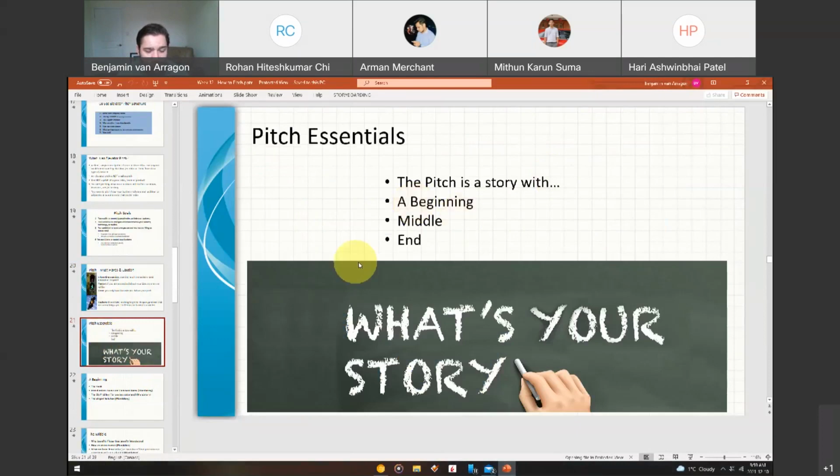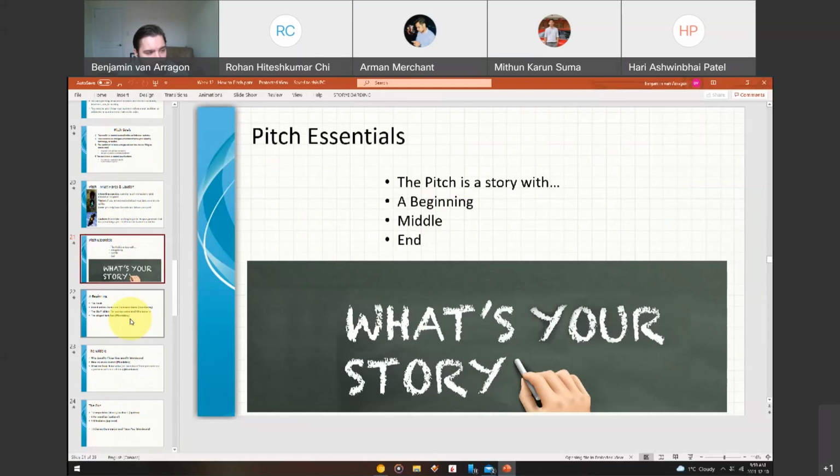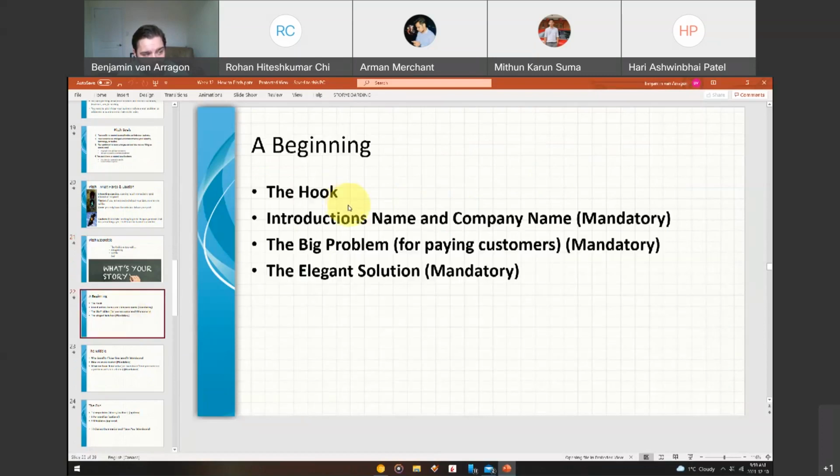There's a story to a pitch, okay? There's a beginning, a middle, and an end. And I'm going to break down each of these. So the beginning is the hook. And what the hook basically means is that interesting thing that captures everyone's attention.